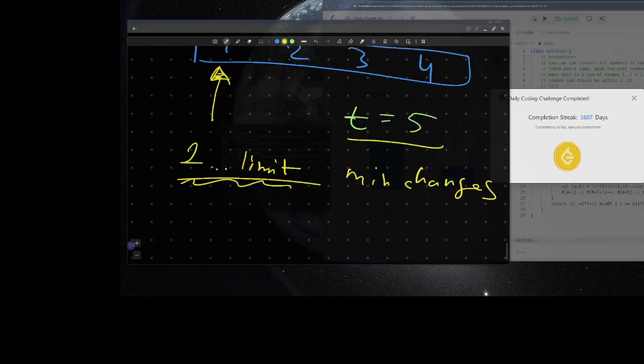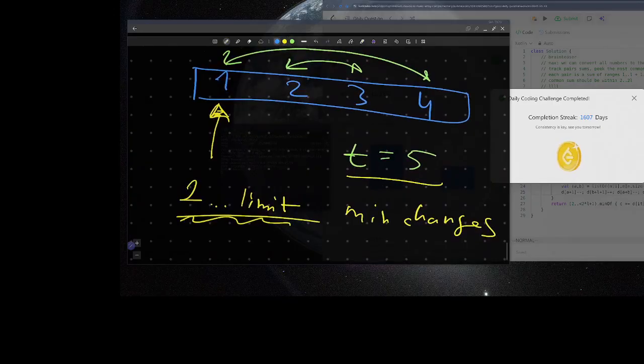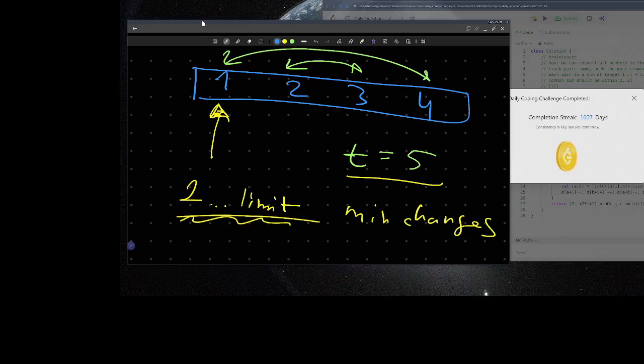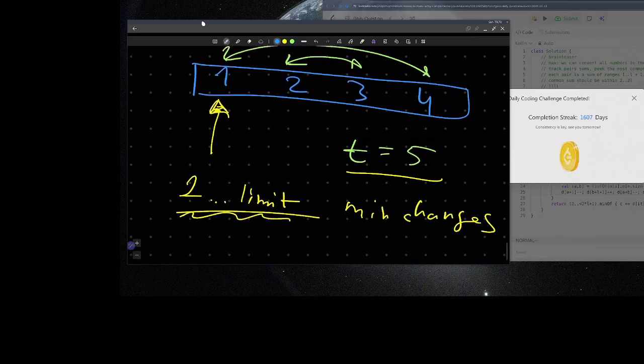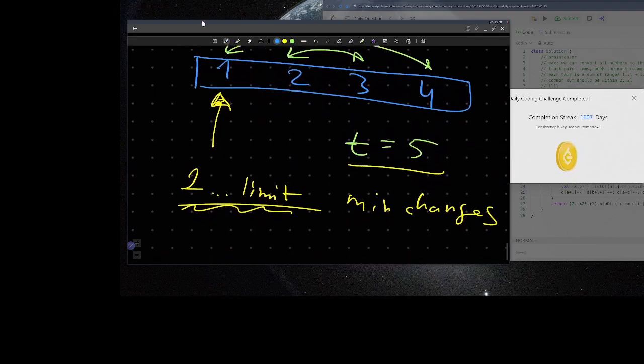Okay. I personally didn't solve this problem. It was too hard. Now let's just explain the solution that I just understood.